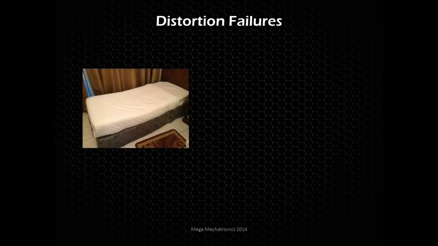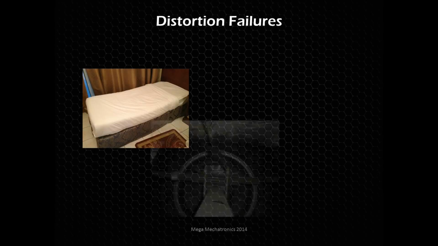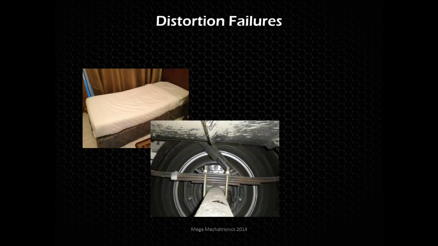And here's some examples of distortion failures. Old hotel beds, the bed springs are distorted. They lost their load. They lost their height. They are being bent down more easily, and they're sagging. And then here's a sagging leaf spring on a vehicle that used to have a nice curve in it, and now it's sagging, and the car is sitting funny.